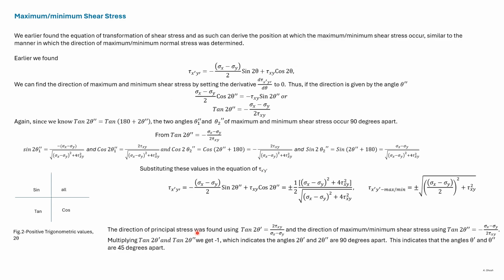The direction of principal stresses was found using this formula, and the direction of maximum and minimum shear stress was found using this formula. If we multiply tan 2 theta dash and tan 2 theta double dash, we get minus 1, which means the angles 2 theta dash and 2 theta double dash are 90 degrees apart. This indicates that the angles theta dash and theta double dash are 45 degrees apart.